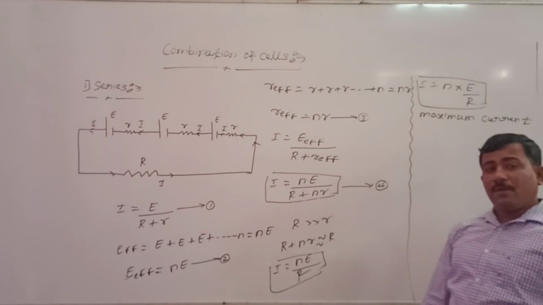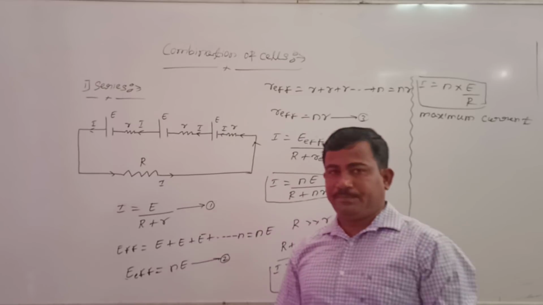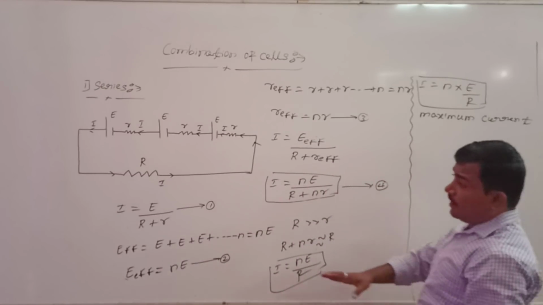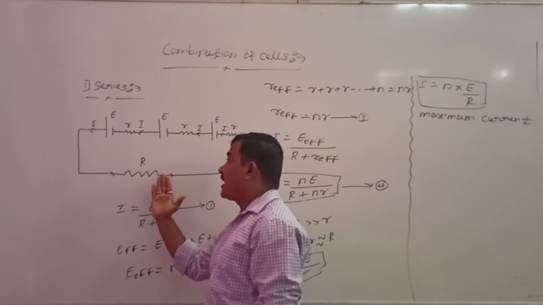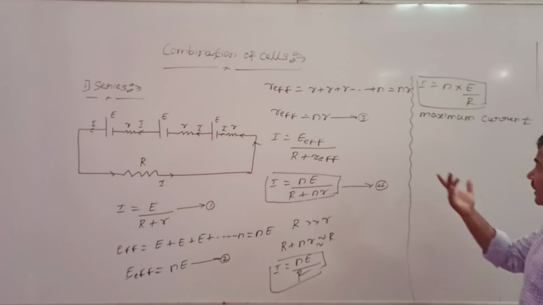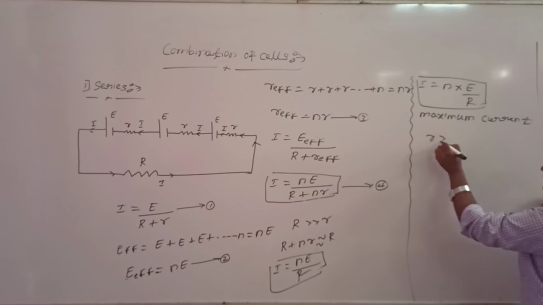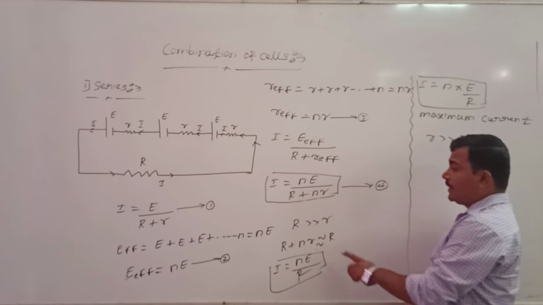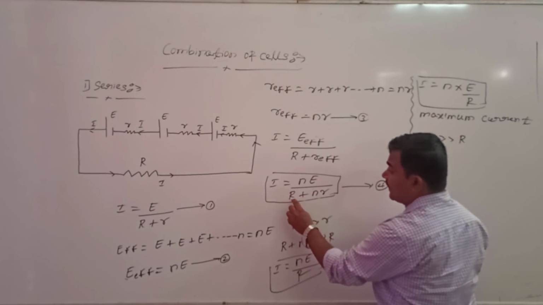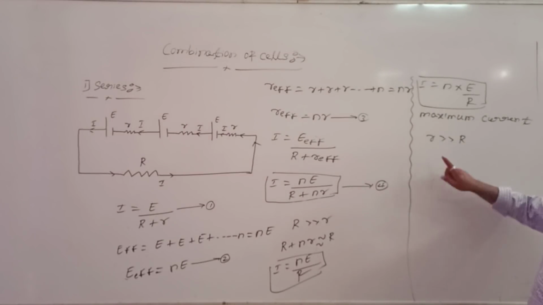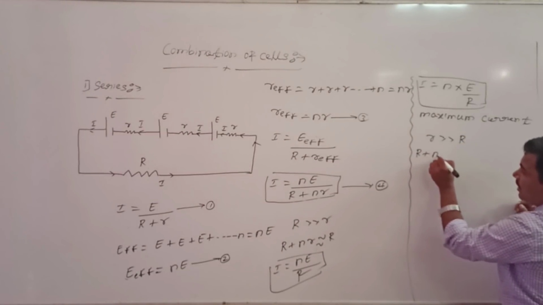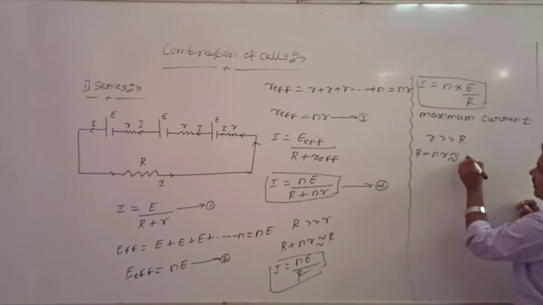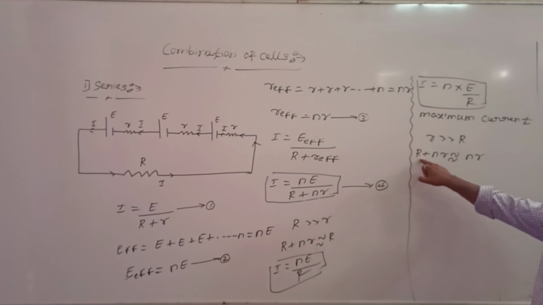Then to get the minimum current, what to do? Students, instead of the external resistor being very large, if I take the internal resistance very large as compared to the external resistor, in the second case, look at equation 4. If internal resistance is very large, then capital R can be neglected. If small r is very much greater than capital R, then what about R plus n into small r? It is nearly equal to n into small r, because capital R is neglected here.